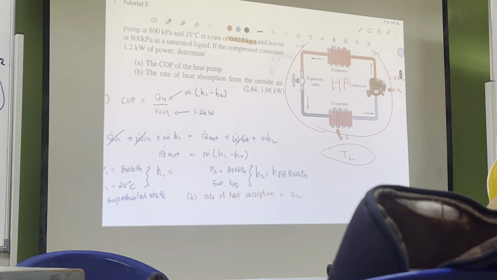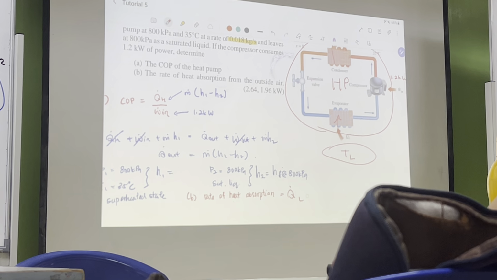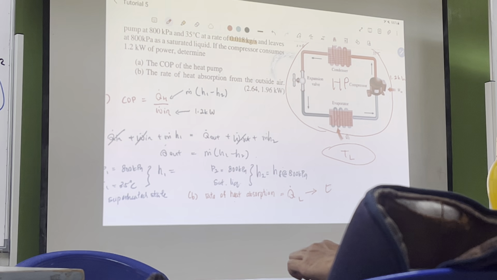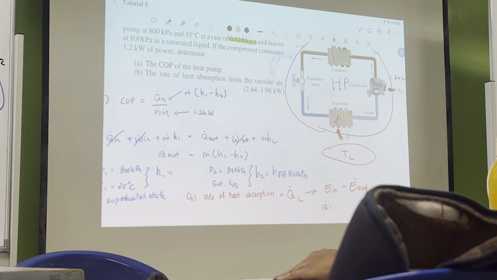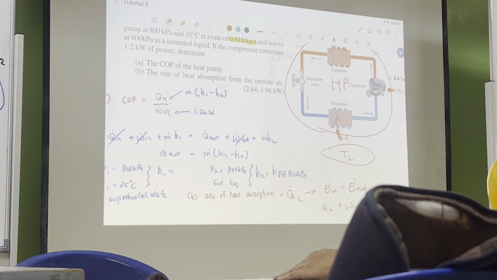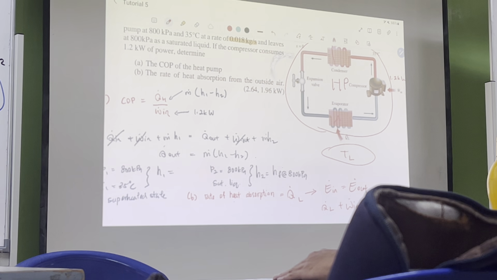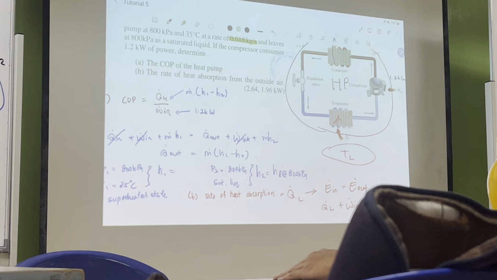And so here, very straightforward. We know that energy in equals energy out. So QL plus work in equals QH. So you have the values for both work in and QH. Then from here you can get QL.